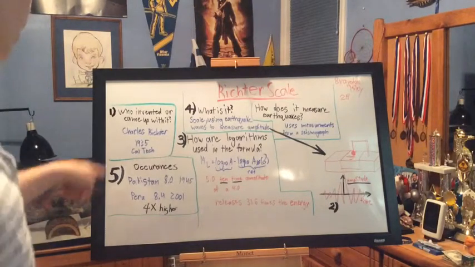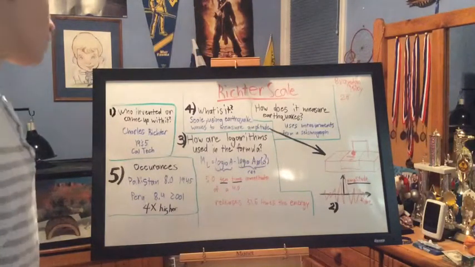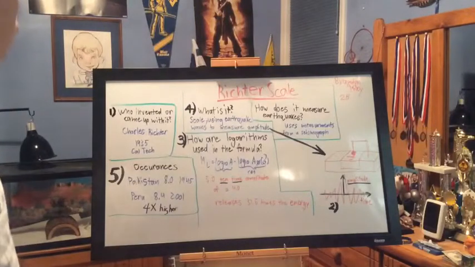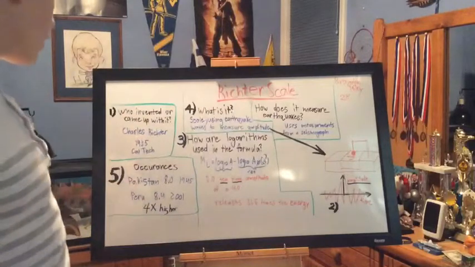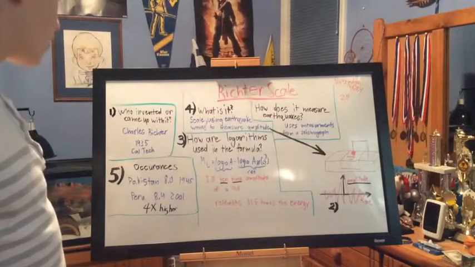So first question right here, who invented or came up with the Richter scale? This was Charles Richter, which is his last name, in 1935, and he was a professor at Caltech.